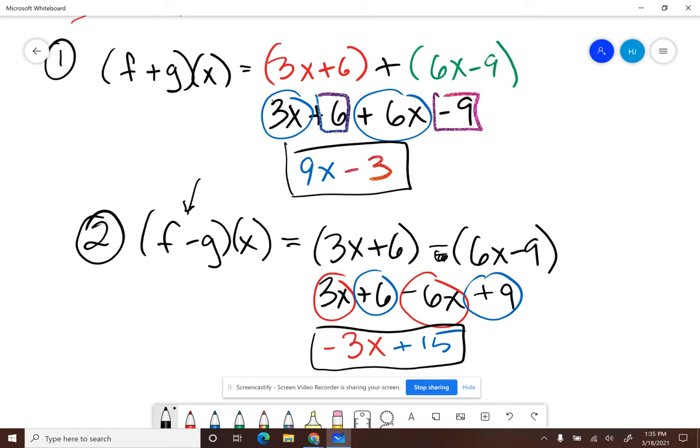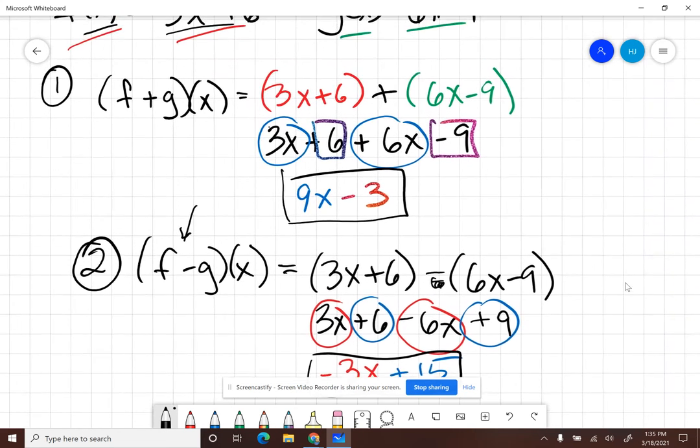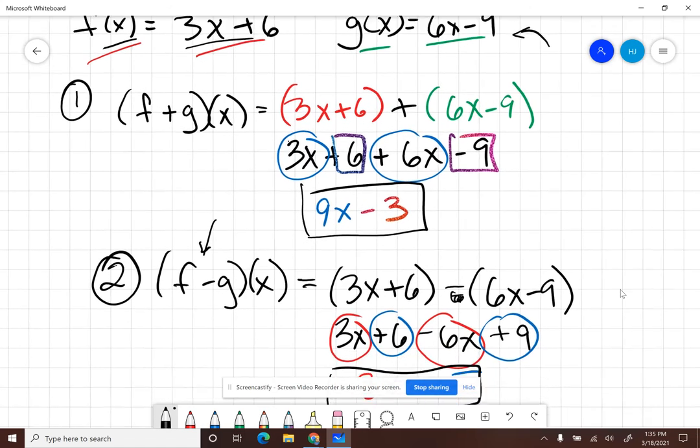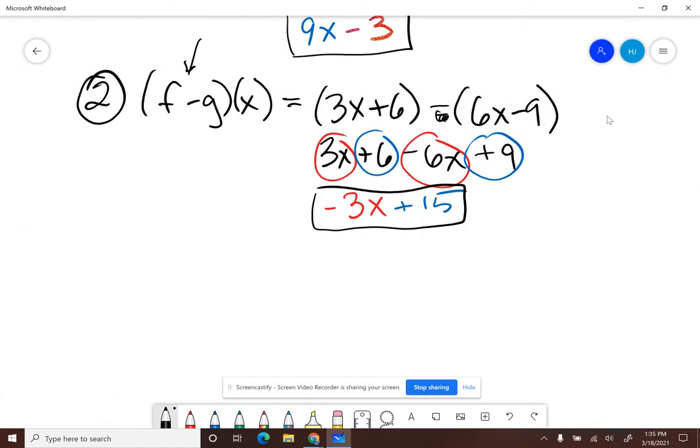Okay, so now we're going to use those same functions again. Remember, our functions are right here. These are the ones we've been using, f of x and g of x. We're going to use those same functions again, but this time we're going to do f times g of x.